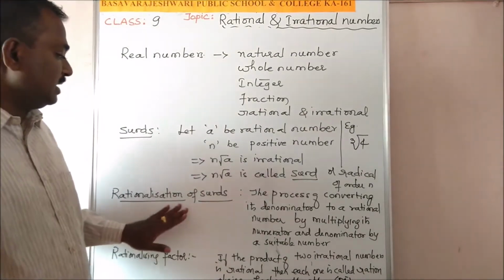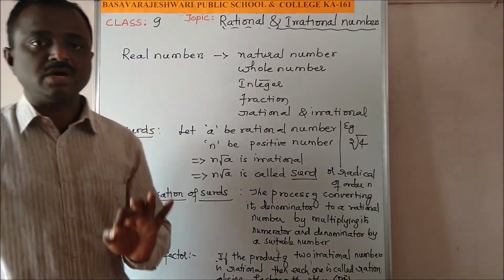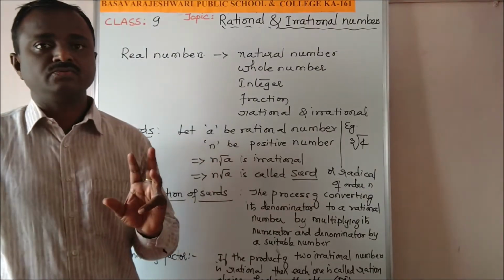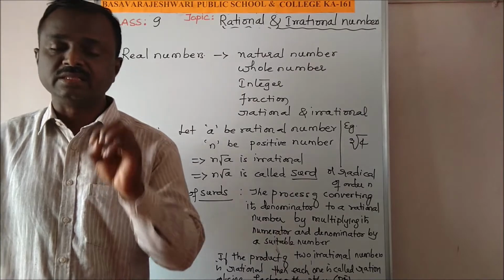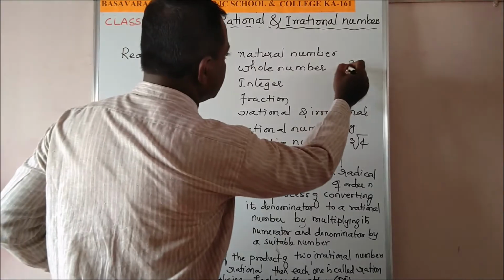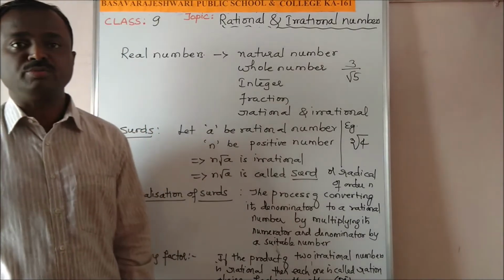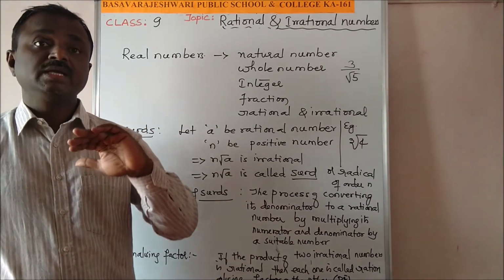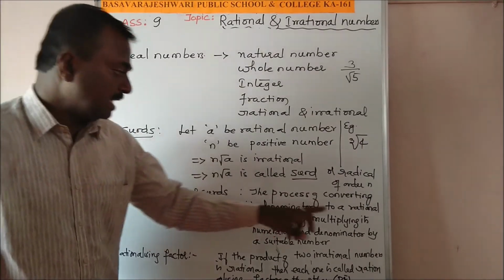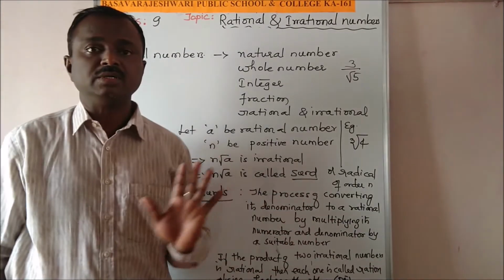Okay. Rationalization of surds. So what is meant by rationalization of surds? It is a process of converting the denominator to a rational number. Suppose we get an irrational number in the denominator, like this. So I am getting an irrational number in the denominator. The process of converting an irrational number to a rational number is done by multiplying its numerator and also denominator by a suitable number.